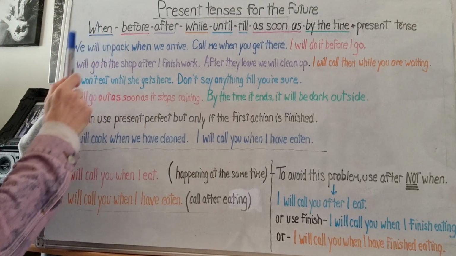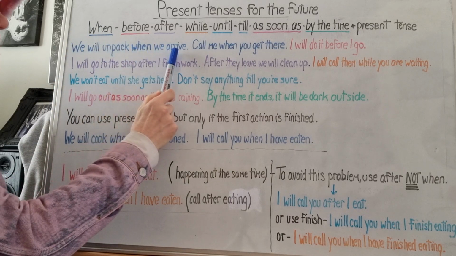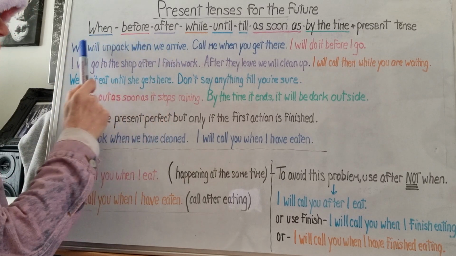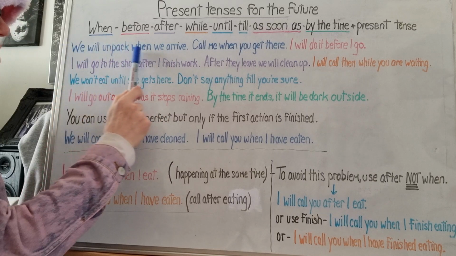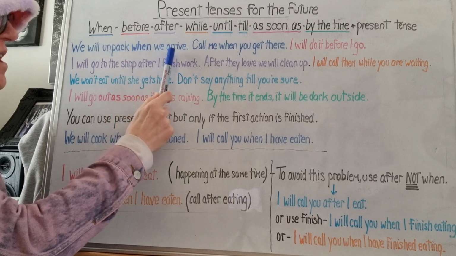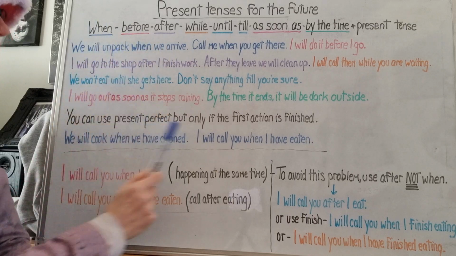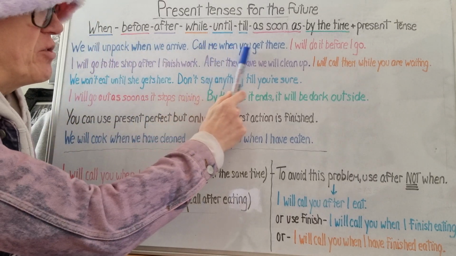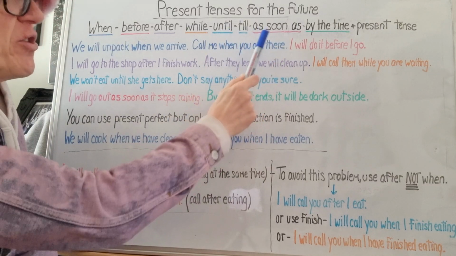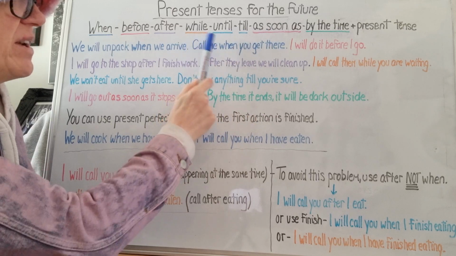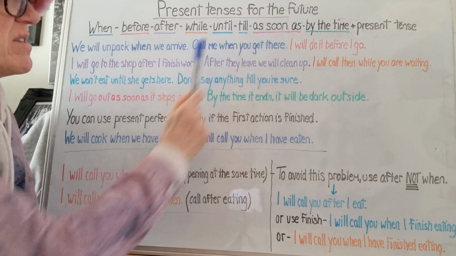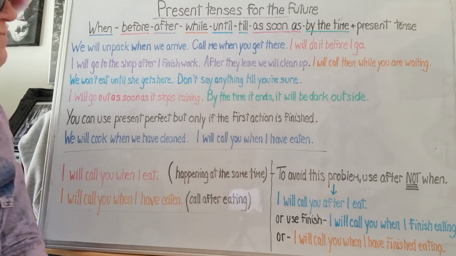Let's start with when. We will unpack when we arrive. Okay, not when we will arrive. Will is here. We will unpack when we arrive. Or you can invert the sentence. When we arrive, we will unpack. Call me when you get there, not call me when you will get there. Call me when you get there. You see, there's no will here. This is an imperative. There's no subject, so it's an imperative. Call me when you get there.